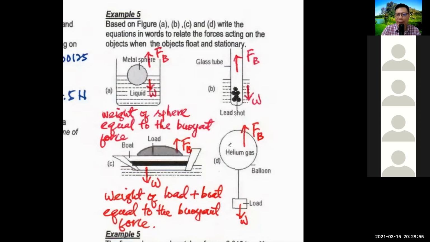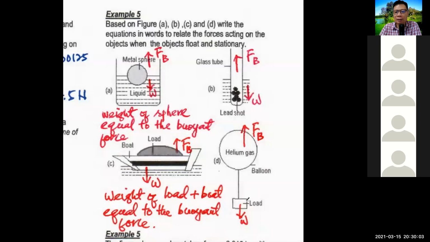And the last one, can someone please give the answer? Okay, let me call someone to give. Tan Singru, are you there? Tan Singru, still there or not? Singru no sound already. Okay, Cheris Lim. Yes, sir. Okay, Cheris, can you give us statements on this diagram? Take your time, Cheris. Cheris?